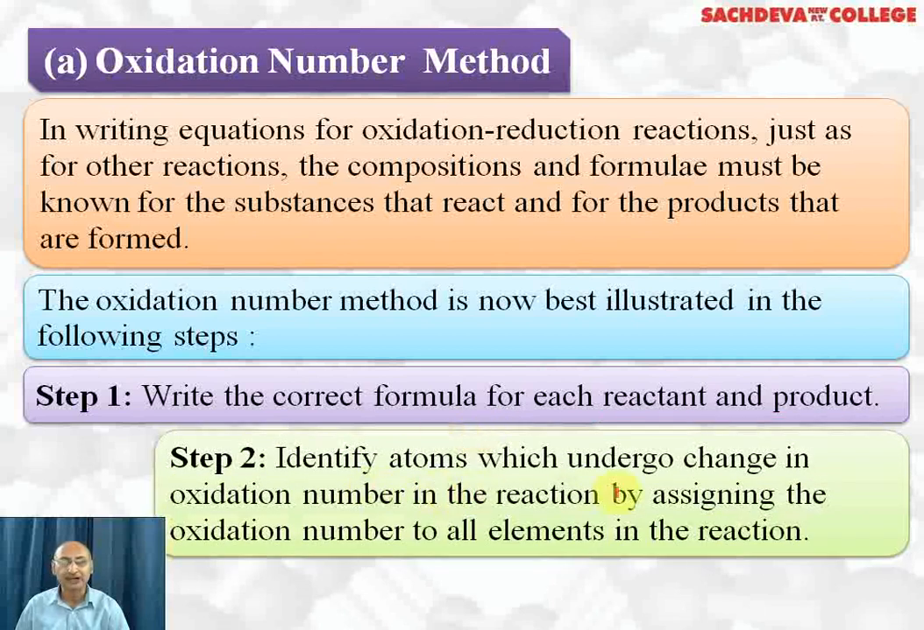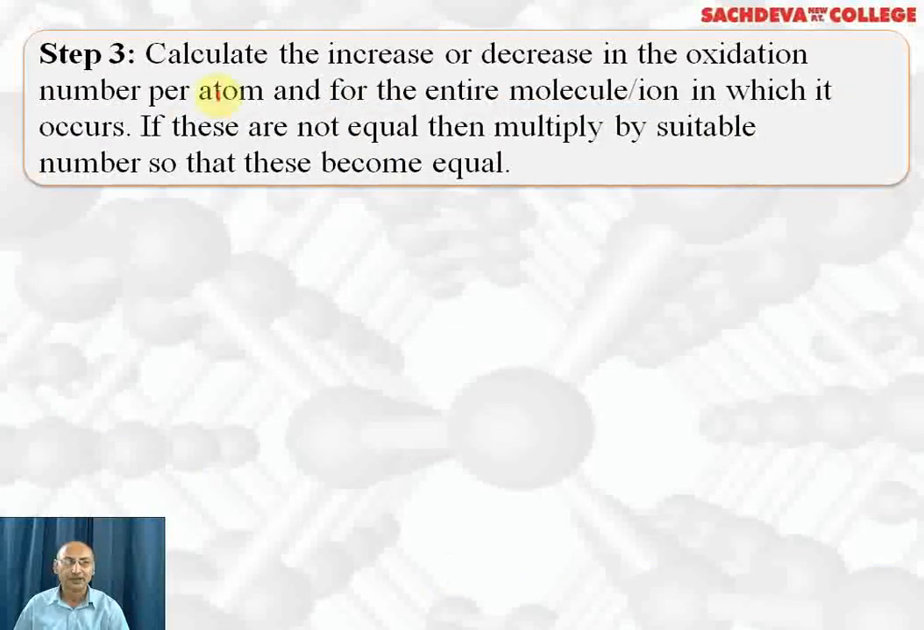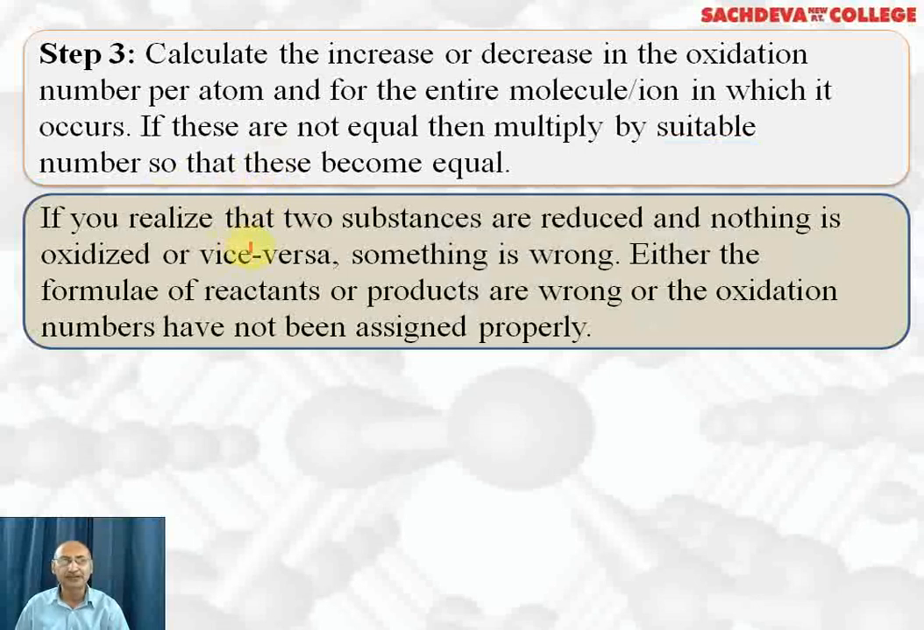Identify the atoms which undergo a change in oxidation number in the reaction by assigning the oxidation number to all the elements in the reaction. Now calculate the increase or decrease in oxidation number per atom and for the entire molecule or ion in which it occurs. If these are not equal, then multiply by a suitable number so that they become equal. If you realize that two substances are reduced or nothing is oxidized, or vice versa, it means there is something wrong. Either the formulas of reactants or products are wrong or oxidation numbers have not been assigned properly, so check it once again.